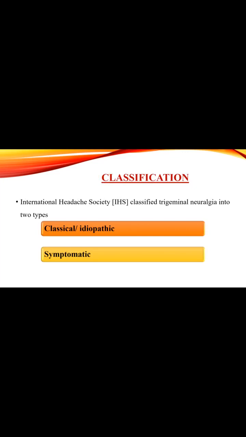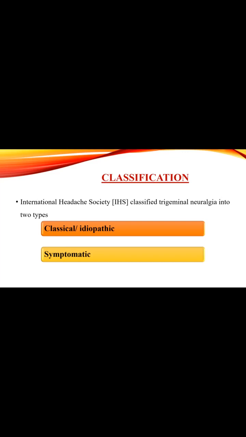Next, we'll be discussing the classification. The International Headache Society classified trigeminal neuralgia into two types: classical, or idiopathic, and symptomatic. Both classical and symptomatic have the same characteristics of pain. Both are unilateral disorders characterized by brief, electric shock-like pain. In classical trigeminal neuralgia, the pain is abrupt in onset as well as in termination.